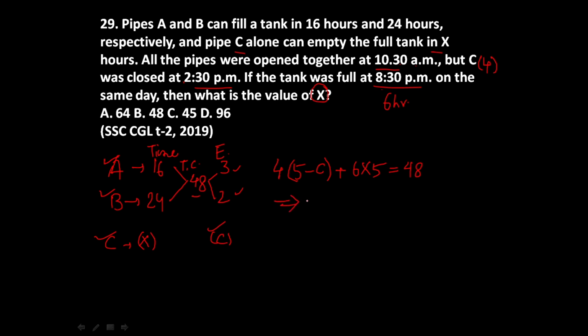So this is 48. Now we can say 20 minus 4C plus 30 is equal to 48. From here we can say that C is equal to 0.5, since 50 minus 48 is 2, and 4C is 2, so C is 0.5. Now the question is the value of X, which means the total time taken by C alone. So it will be 48 divided by 0.5. It is 96.